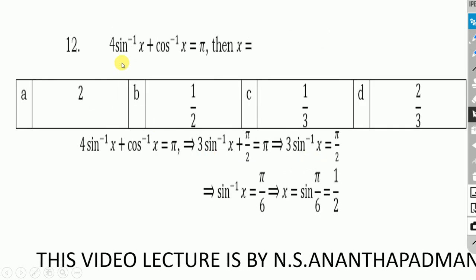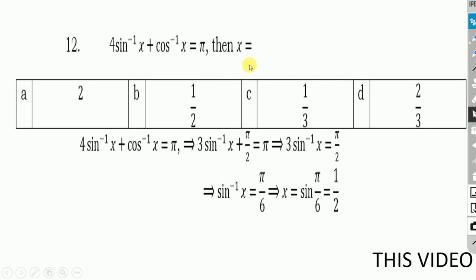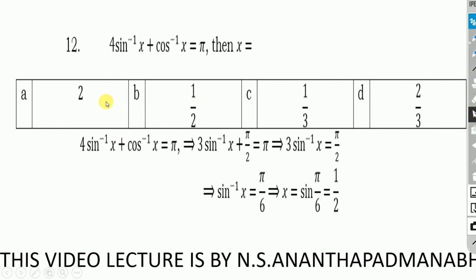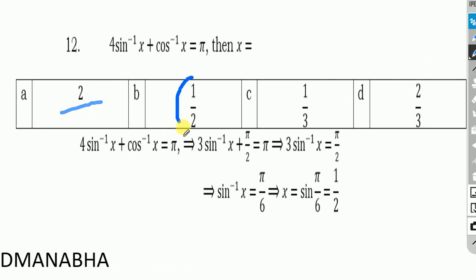4 sin inverse x plus cos inverse x is equal to pi. Then x is equal to: option A is 2, option B is 1 by 2, option C is 1 by 3, option D is 2 by 3.